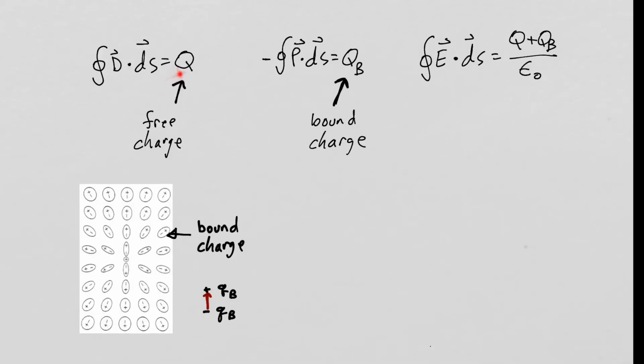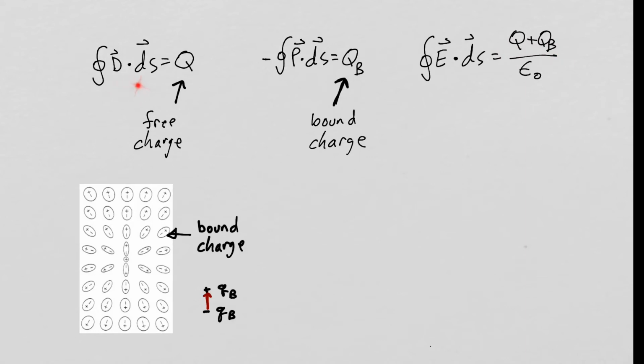So charges that are not tied up in dipoles we're going to call free charges, and associate the electric flux density field as coming from free charges. Those that are bound up in electric dipoles, we're going to associate this new field, the polarization, with those bound charges. And the electric field intensity will be due to both free and bound charges.